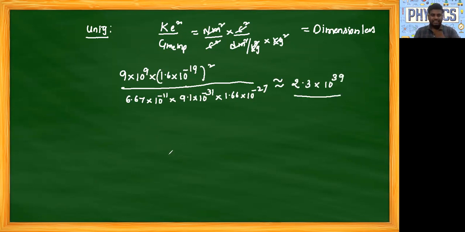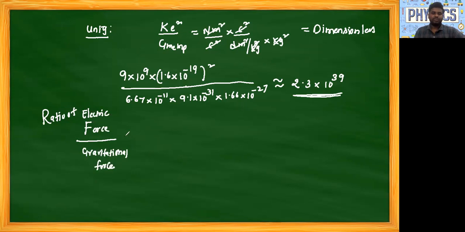What does this value signify? This value is the ratio of electric force to the gravitational force between proton and electron, keeping the distance between them constant.